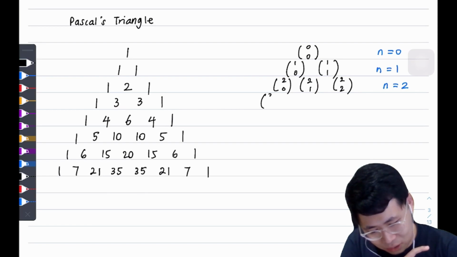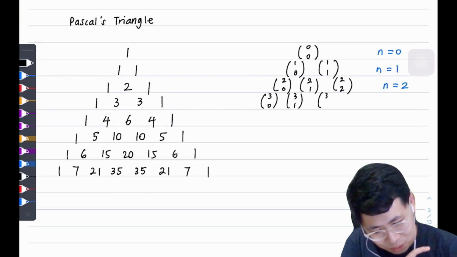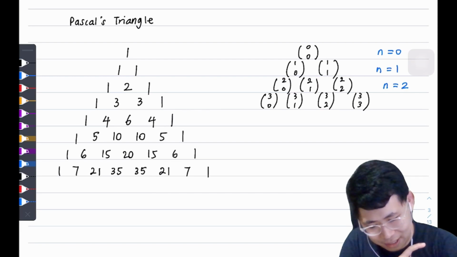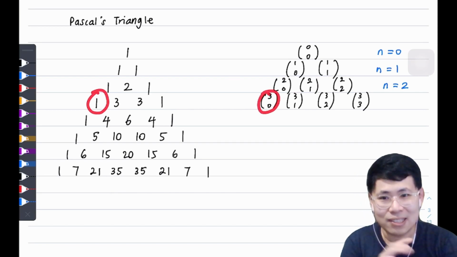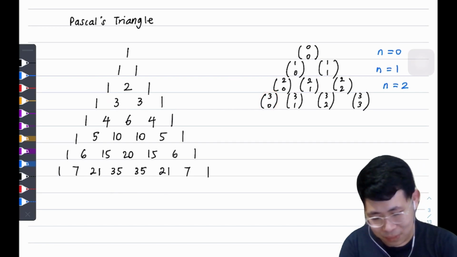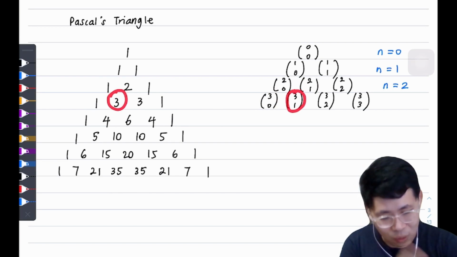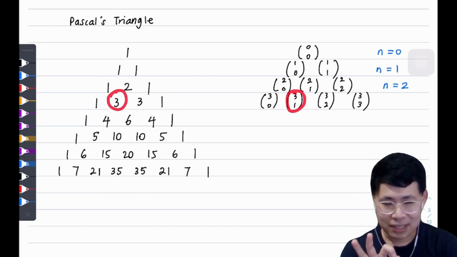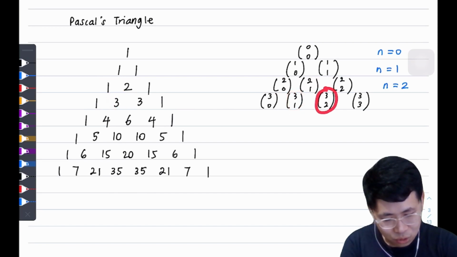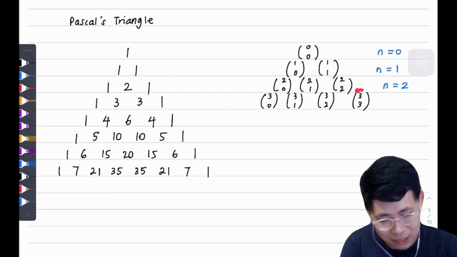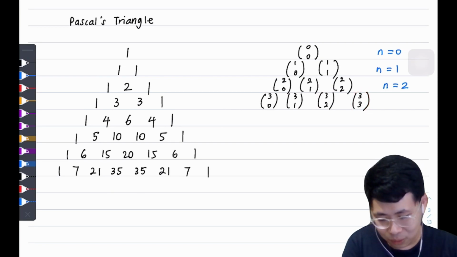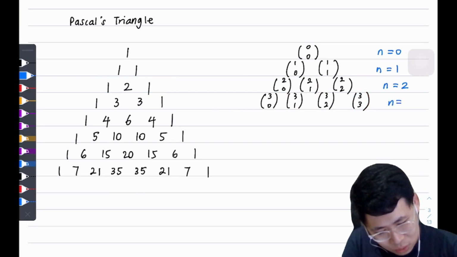So this would be 3 choose 0, 3 choose 1, 3 choose 2, and 3 choose 3. Do you see that it actually makes sense? How many ways to choose 0 objects from 3 objects? Just one way. How many ways to choose 1 object from 3 objects? 3 ways. How many ways to choose 2 gifts when you're given 3 gifts? 3 ways also, right? How many ways to choose all of them? Just one way. So this is n equals 3.